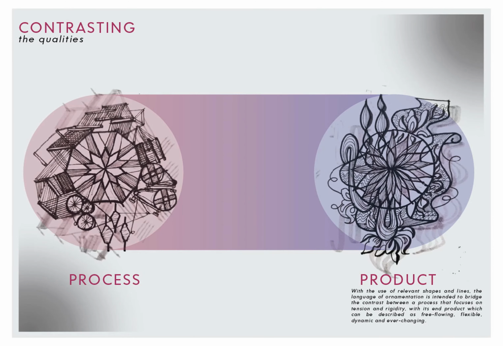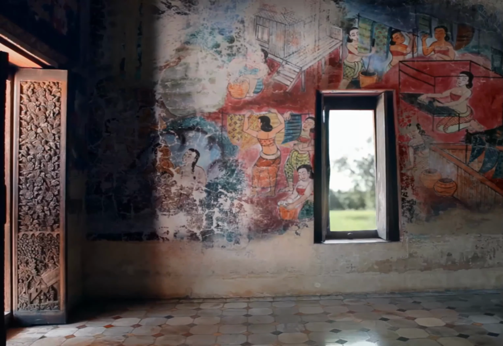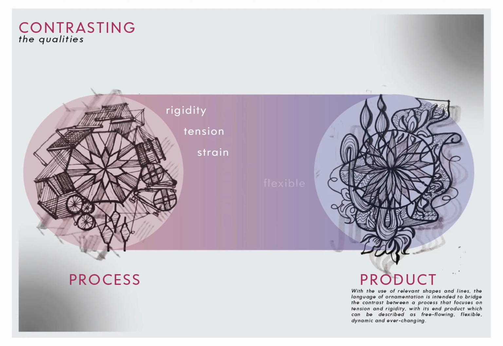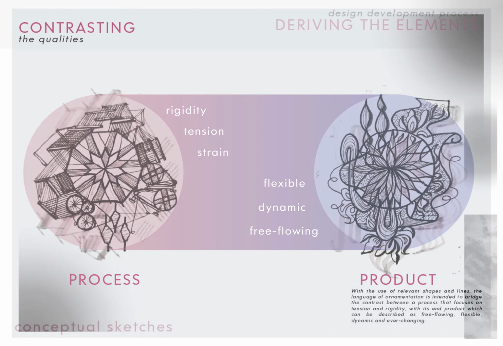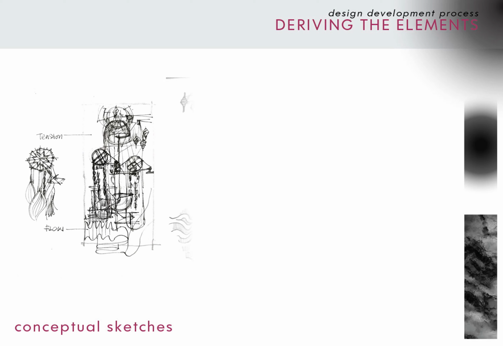As I closely examined the sketches I have made, I began to notice the difference between the process and product of textile creation in the fact that the process was one founded on creating tension, rigidity, and tightness through pulling and pushing movements. In stark contrast, the product is evident in portraying fluidity, softness, and bendability, which is further explored through conceptual sketches. With the use of the relevant shapes and lines, the final ornament drawing manages to bridge the contrast within a process that focuses on tension and rigidity, with its end product which can be described as free-flowing, flexible, dynamic, and ever-changing.